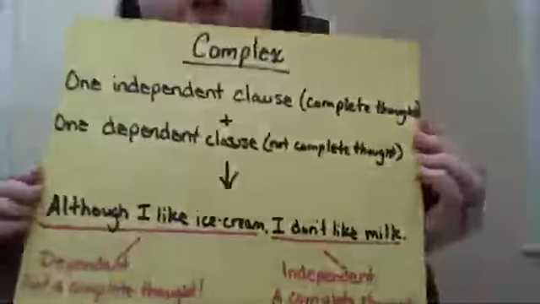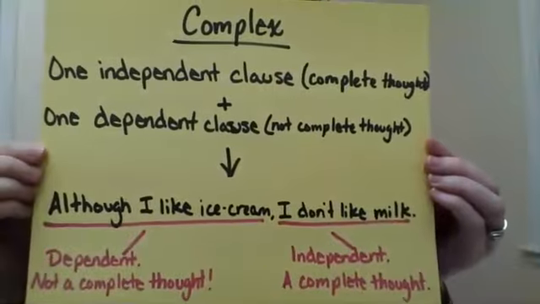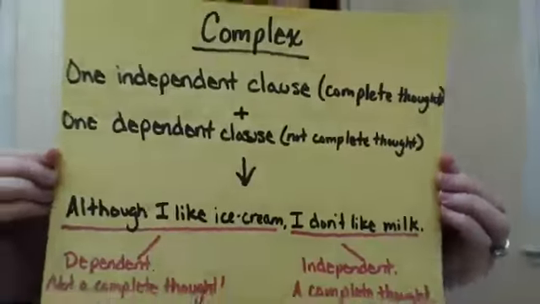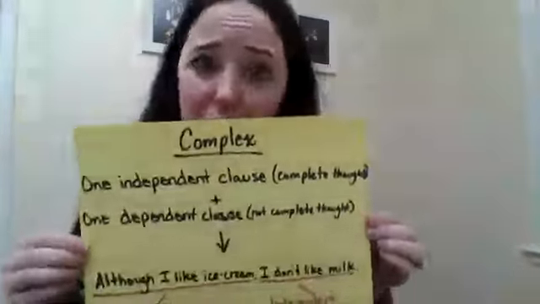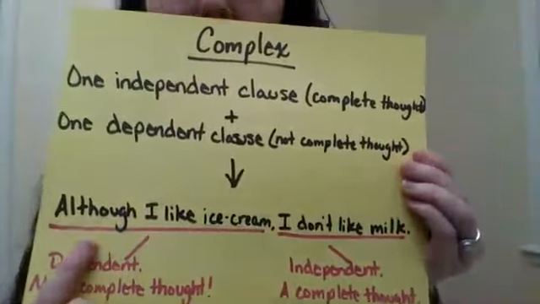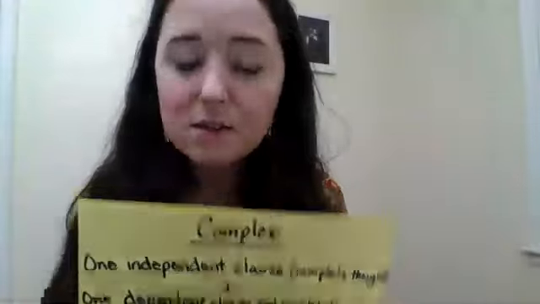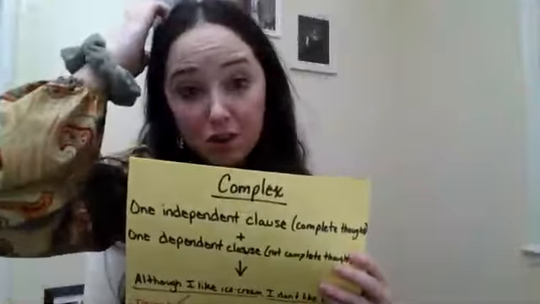So look here. I have an example of a complex sentence. Although I like ice cream, I don't like milk. Doesn't make sense to me. But perhaps they mean like milk by itself. I don't know. So although I like ice cream, I can't use that alone as a sentence. Although I like ice cream, okay? Although you like ice cream, what? There's more that needs to be in that sentence for it to function, right?